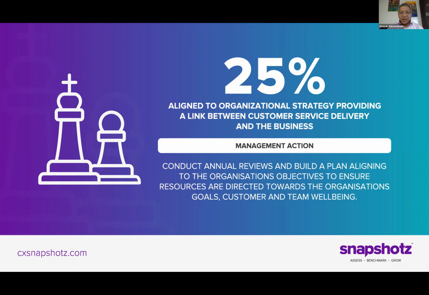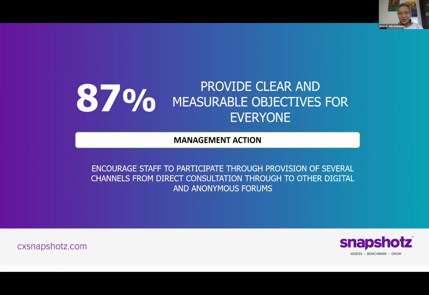Secondly, what's really good for us in the industry is that 87% of us provide clear and measurable objectives for everyone to follow. Now, that's very, very good. It's a good sign and very important. What is also important for us to continue to remember is that as part of this process of providing objectives and operational metrics for everyone, we want to encourage participation through the different channels that the organization can provide for us to actually engage with our teams. Very critical, especially when we are working in a distributed environment.